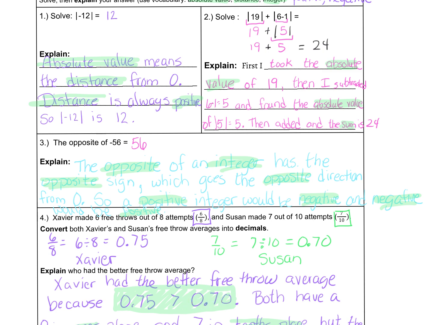Or 0.7, doesn't matter. When I looked at it, both have a 0 in the ones place and a 7 in the tenths place. Now I have to look at the hundredths place, okay? The hundredths place is 5 and 0. So the 5 is greater than 0, so therefore 75 hundredths is greater than 70 hundredths.